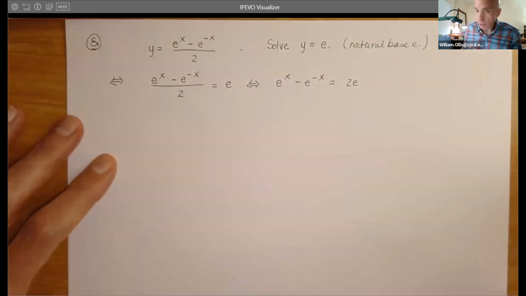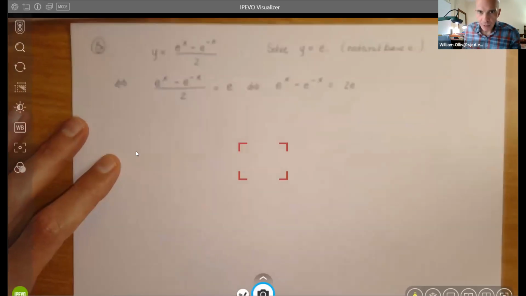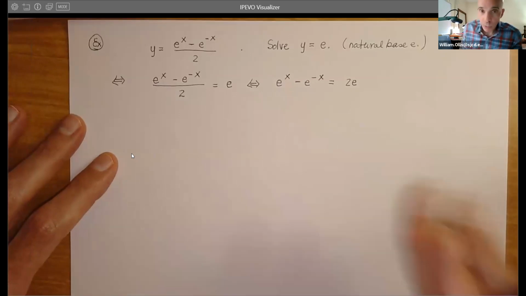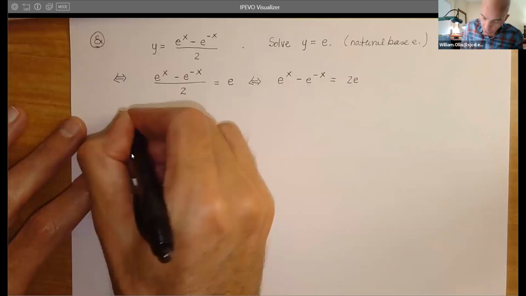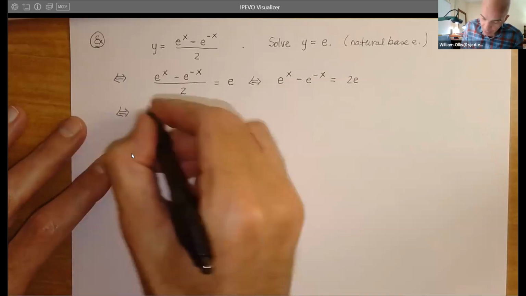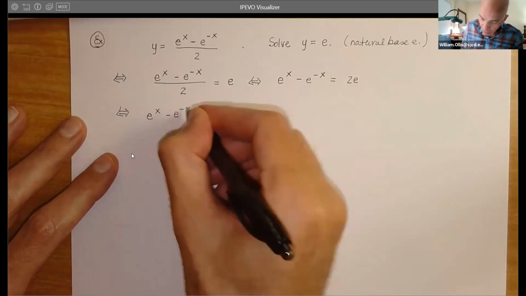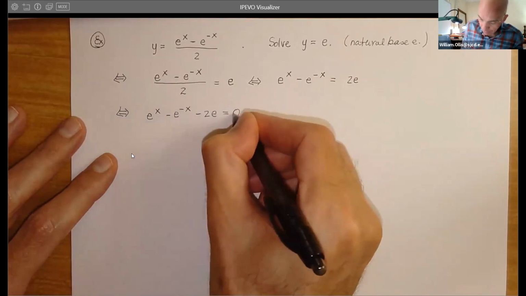And then, let me touch up the focus a little bit cleaner. There we go, it looks a little better. Now we want to move everything to the same side. So this will give us e to the x minus e to the negative x minus 2e equals 0.